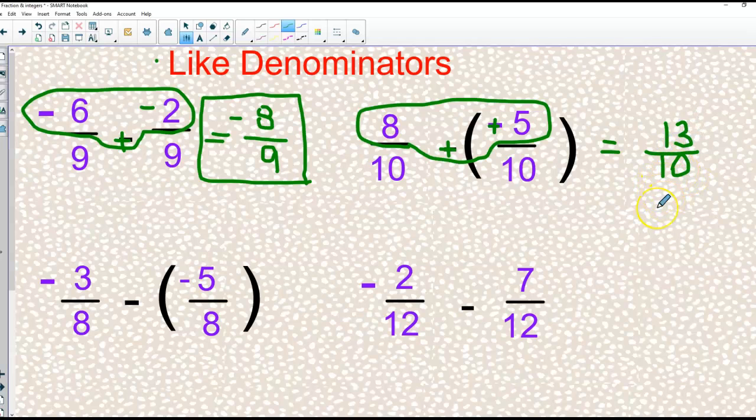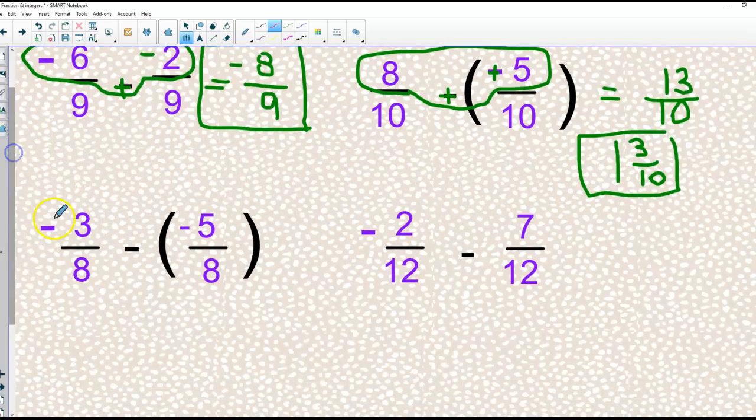Now, this one is improper, so you do need to change. Use your division to change, and you'll get 1 3/10. It cannot be reduced, and there's no negative sign to bring with you. So my answer is just 1 3/10. Okay, let's move down a little bit here.